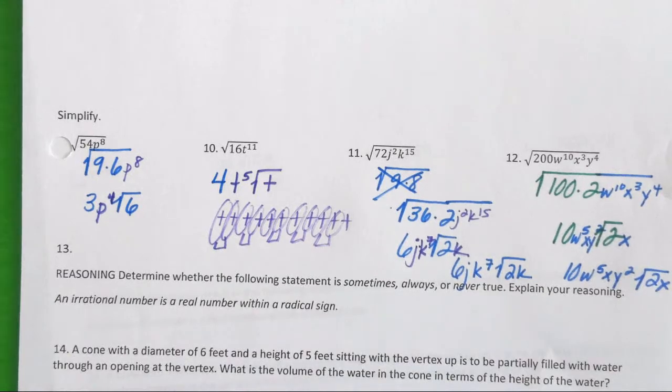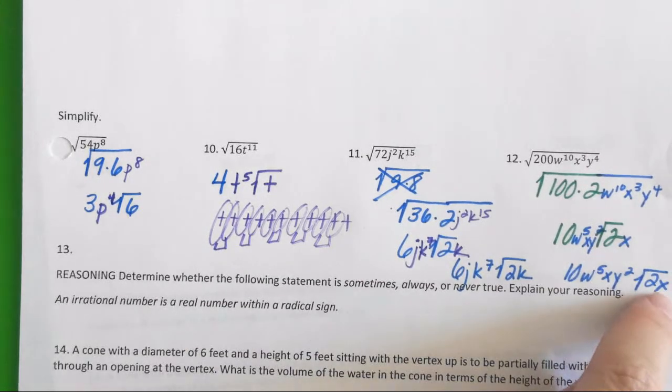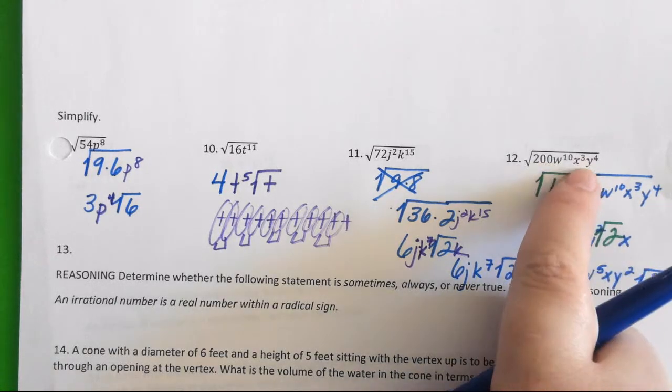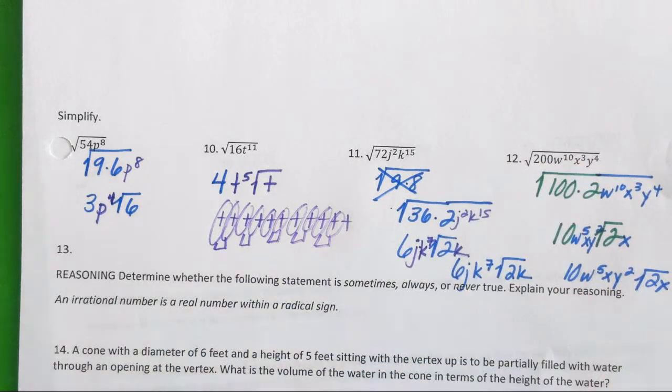And again, I know we're right because the only time you should end up with a variable underneath the radical is if it had an odd exponent. X to the 3rd, that's our only odd exponent in this problem.